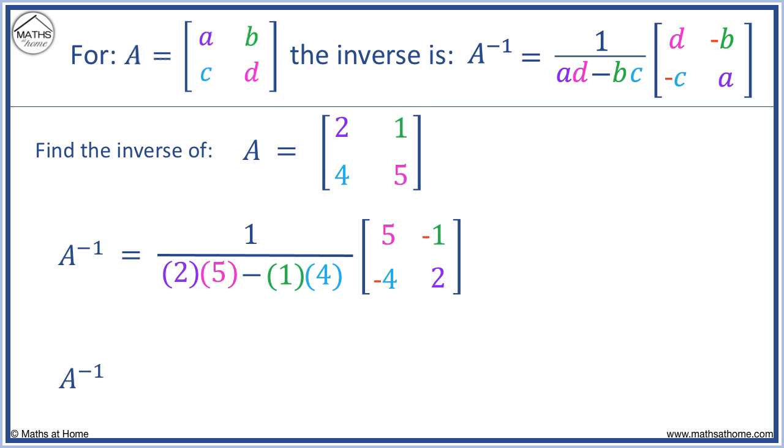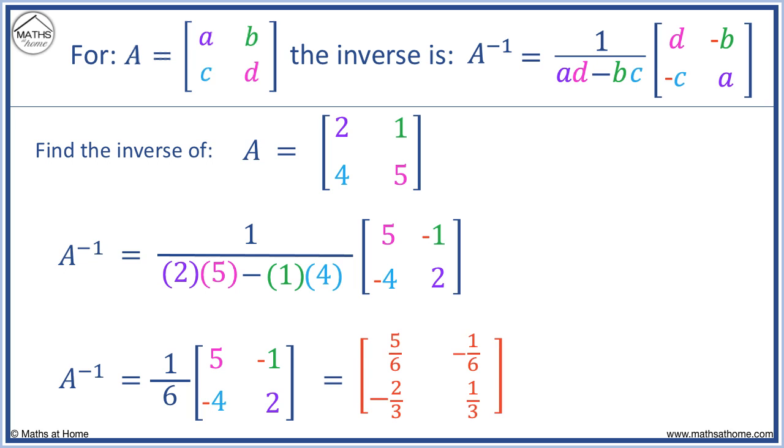We simplify, so 2 times 5 minus 1 times 4 equals 6. We can multiply each element inside the matrix by 1 over 6 to obtain our final answer.